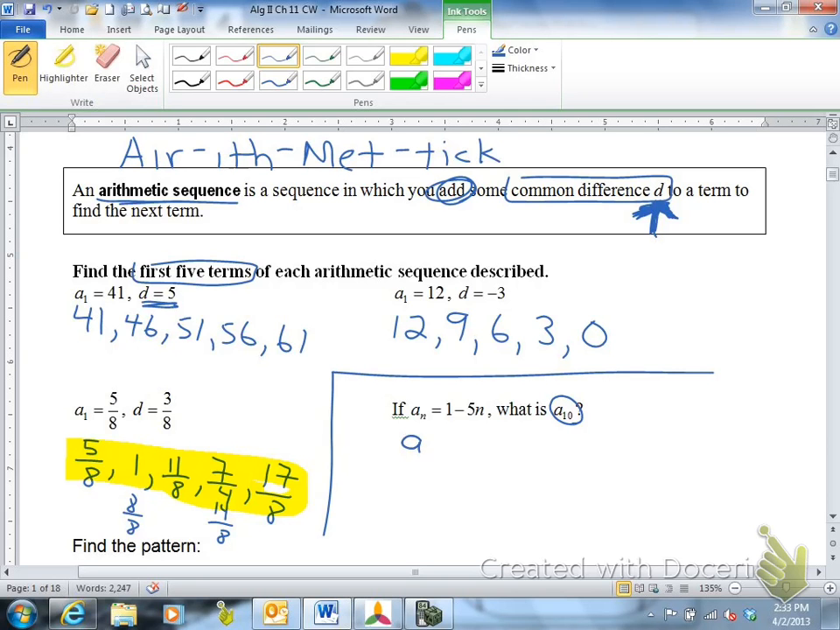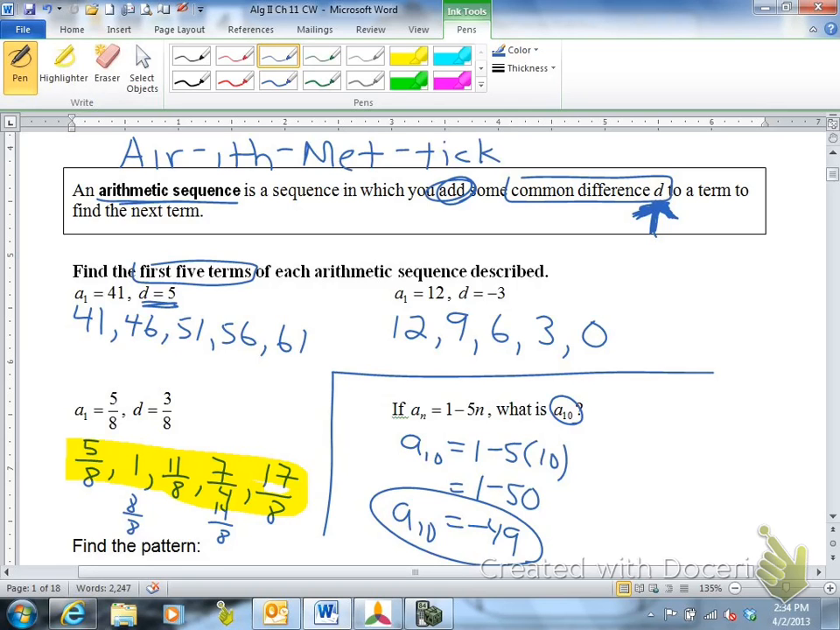So all you have to do is plug in 10 into the function, or into the formula. So you have 1 minus 5 times 10. So it's 1 minus 50. So the 10th term is negative 49. So you've had questions like that before, plugging in a number and evaluating.